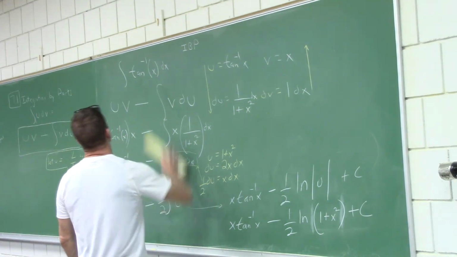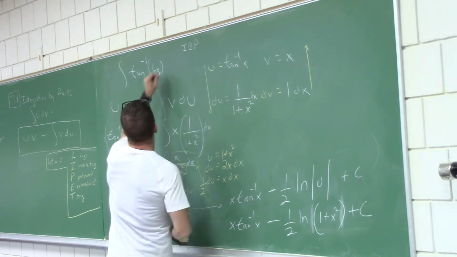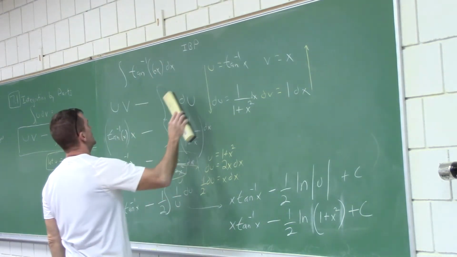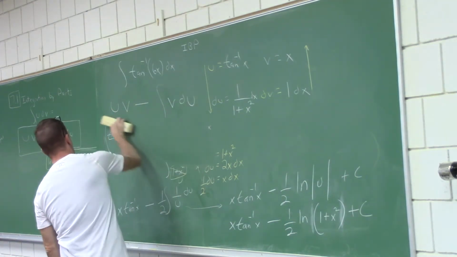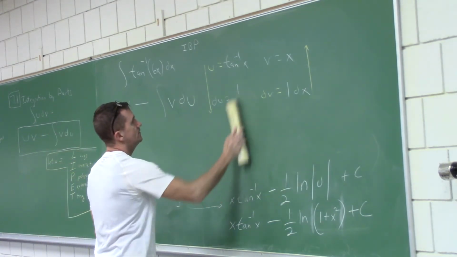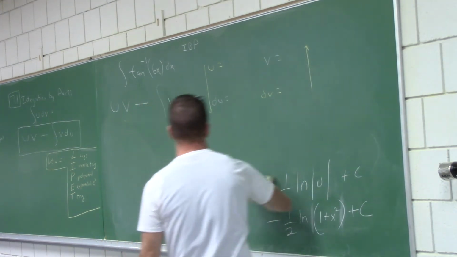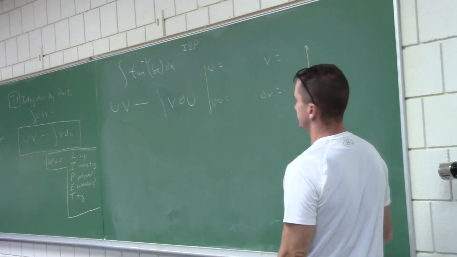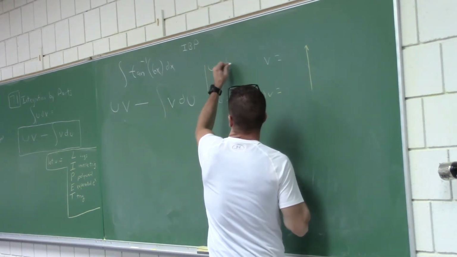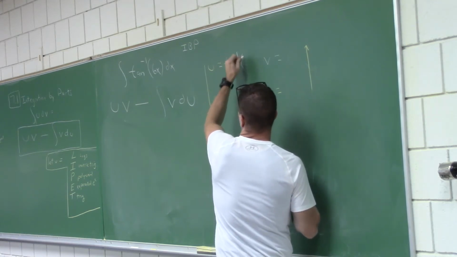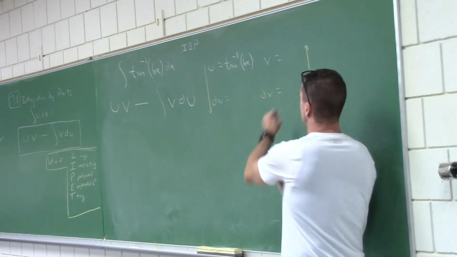Okay, let's do another one. It may look the same. Inverse tan of 6x. I'm going to wipe this out. Inverse tan of 6x. Well, this should be the same deal. We don't know what the u is. Inverse tan of the 6x. What's the dv? Just the dx.